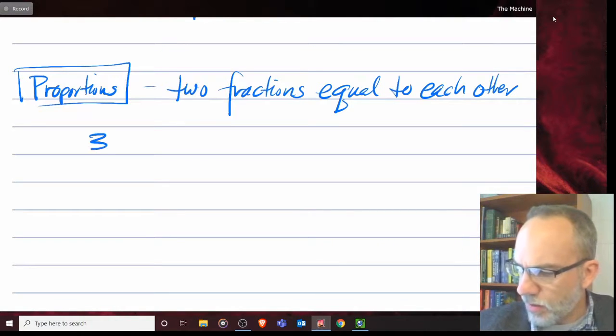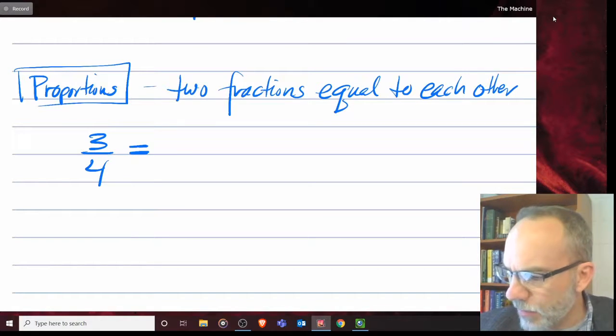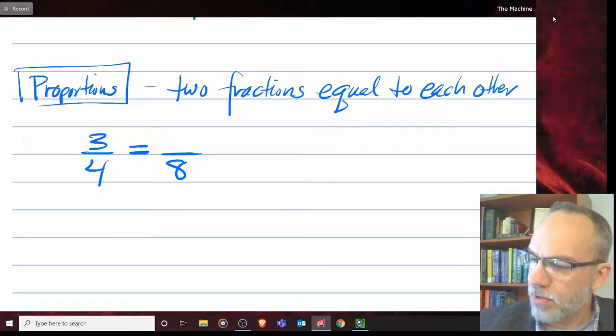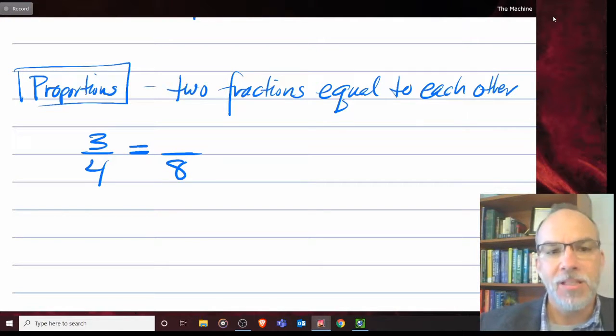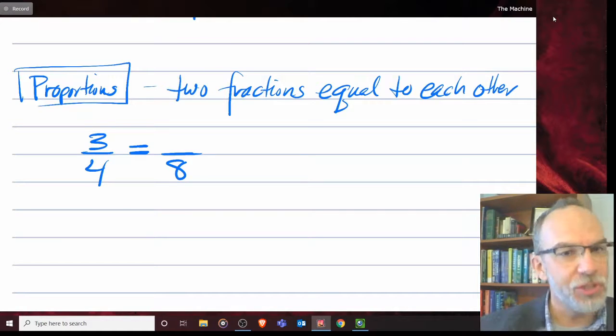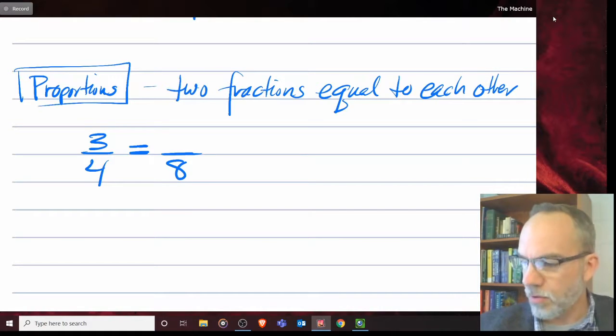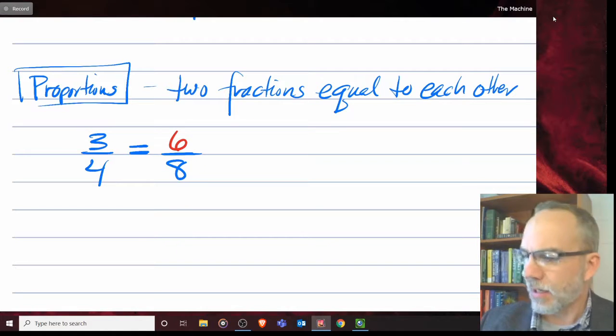Let's use the basic one, 3/4. And if I said now that that's equal to something over 8, what number must go in the numerator to make it equal in its relationship to 3/4? Hopefully you understand by instinct maybe that that would be 6, but let's talk about analytically why.